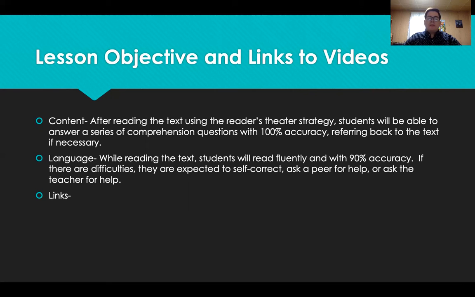And then specifically, if I were working with actual third grade students, and especially English language learners, I would ask that they read fluently and with 90% accuracy of the words, because most of the words in here are very basic. Even for English language learners, they should be words that they're familiar with. So if I were writing this as a learning objective for an actual lesson, I would be a little more lenient and say 90% accuracy. And if they are having difficulties, then they're given the opportunity to self-correct or ask a peer to help.